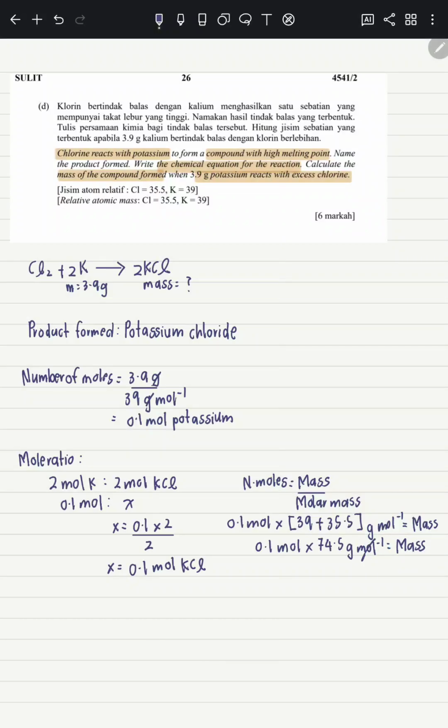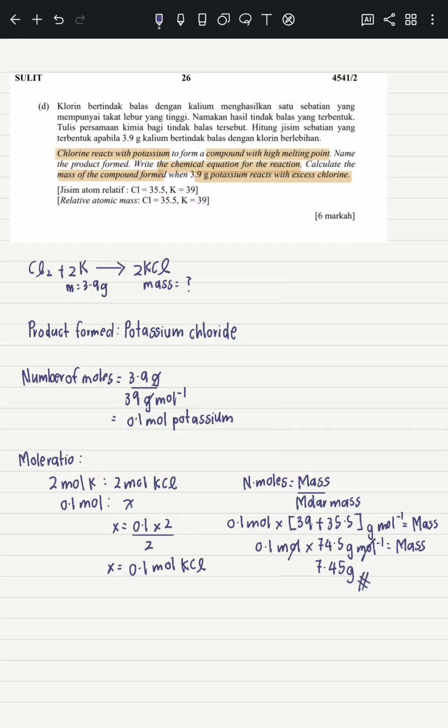Okay, so you can cut the mole and mole, so your gram is times 0.1, so you get 7.45 gram. So this is your mass. Mass of whom? Mass of your compound formed. What is the compound formed? Potassium chloride. So where are the 6 marks will be given for the candidates?